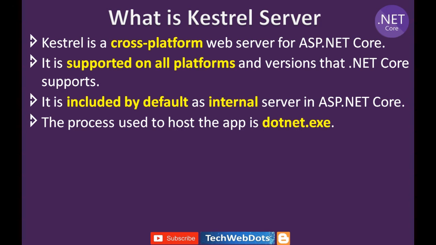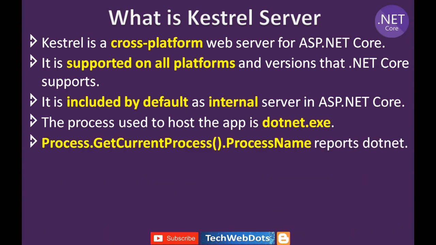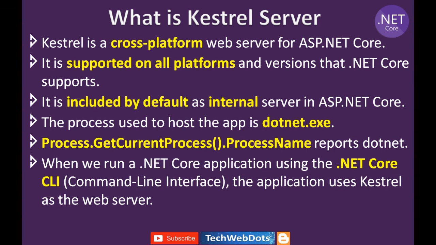The process used to host an app is dotnet.exe. Like we see, if we are using IIS, it is w3wp. For Kestrel server, it is dotnet.exe, and if you want to display this name somewhere, then we can call the method Process.GetCurrentProcess().ProcessName, which will return dotnet. When we run a .NET Core application using the .NET Core CLI, which means the command line interface, the application uses the Kestrel server as a web server.